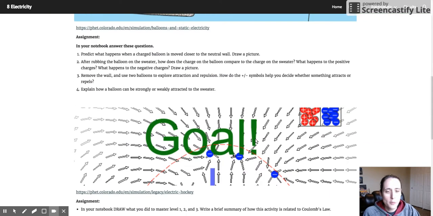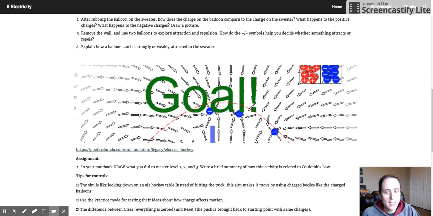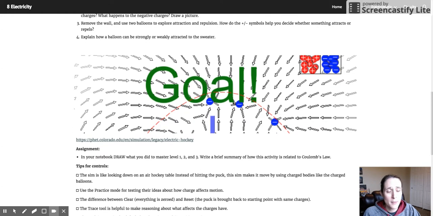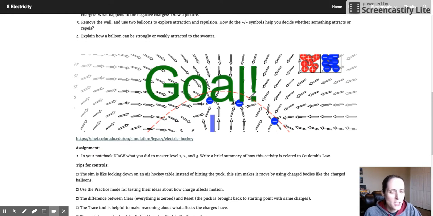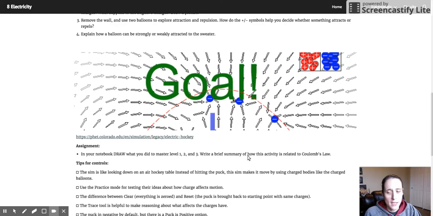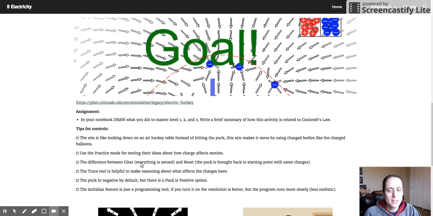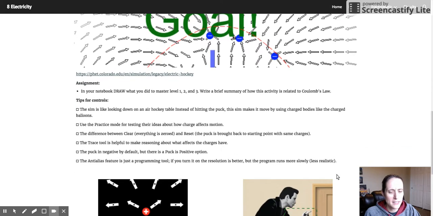This one is a little more intense. It's using the idea of positive and negative charges pushing and pulling on other things. It's like table hockey. This one can take you a little bit longer because you have to try to make those goals. Do not spend more than 1 class period on this. Once you figured it out, move on. And again, there is an assignment, so please make sure you're answering that in your notebook. I've also included some tips to make it work a little bit easier.